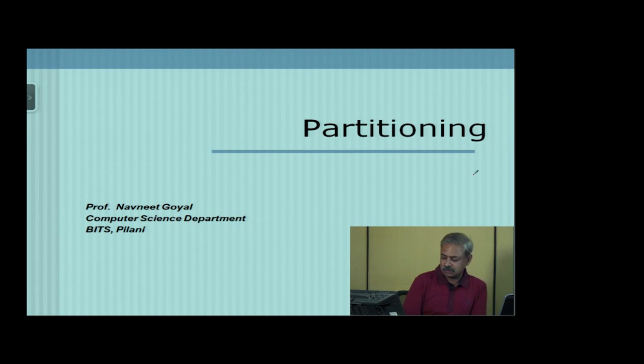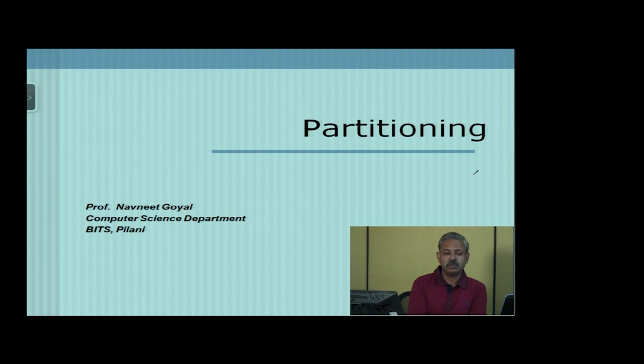Welcome to this new lecture on partitioning, and this is part of the module where we are talking about query performance enhancement techniques. After looking at aggregation, we now turn our attention to partitioning, which is another very effective technique for handling huge volumes of data in a data warehouse.